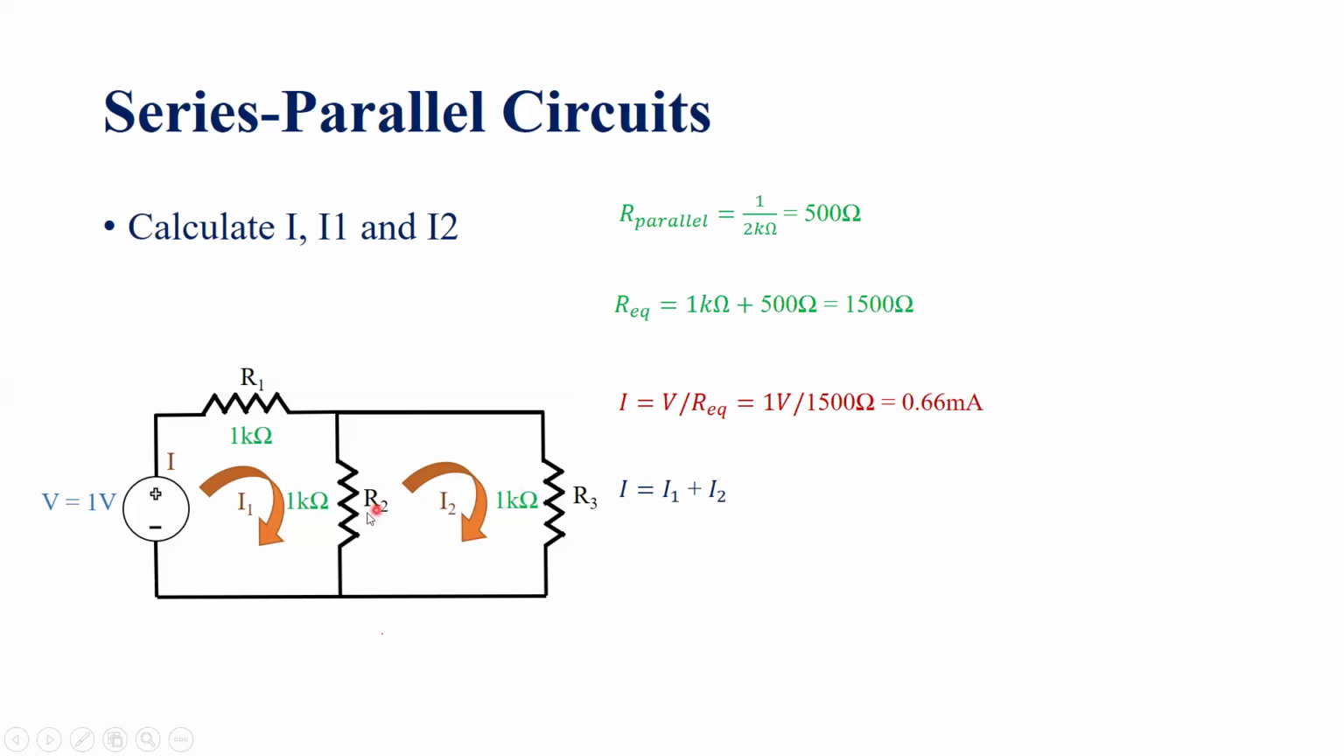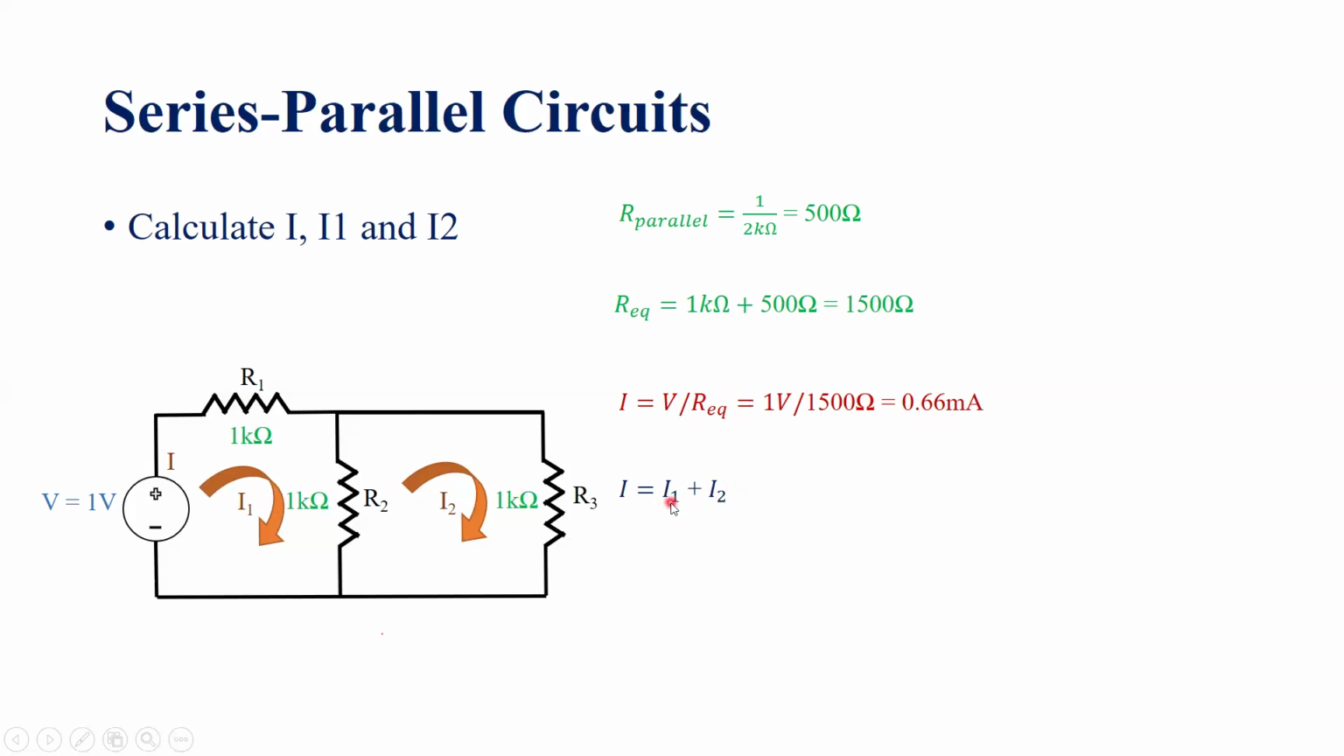So this is R2 and R3 here. Now we know the value of I, which is 0.66 milliampere. But we are asked to calculate both I1 and I2 as well. If we know the value of I, and if we know either one of I1 or I2, we can get the value of the other current.